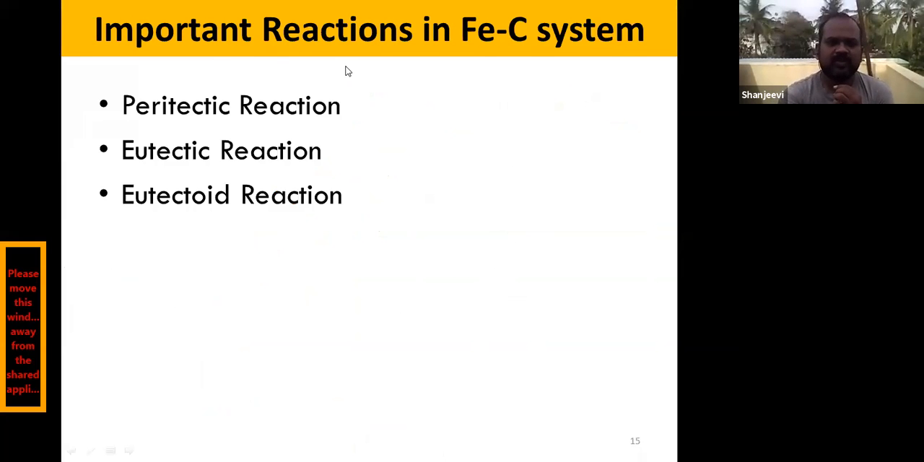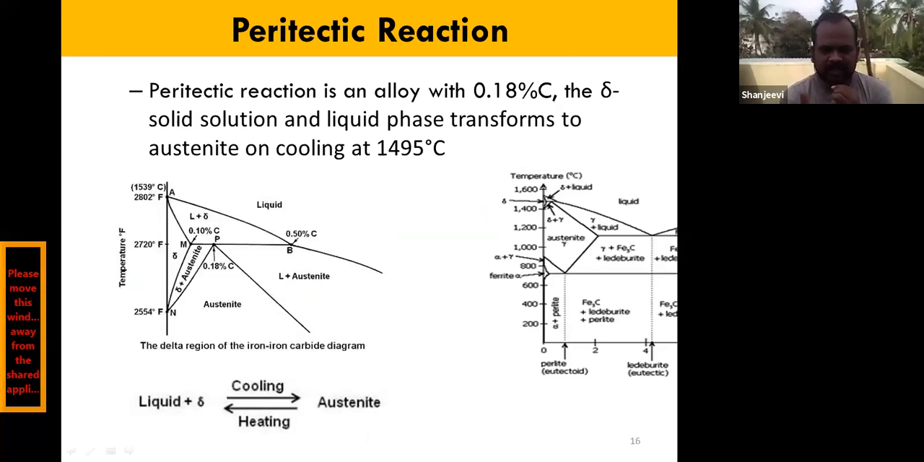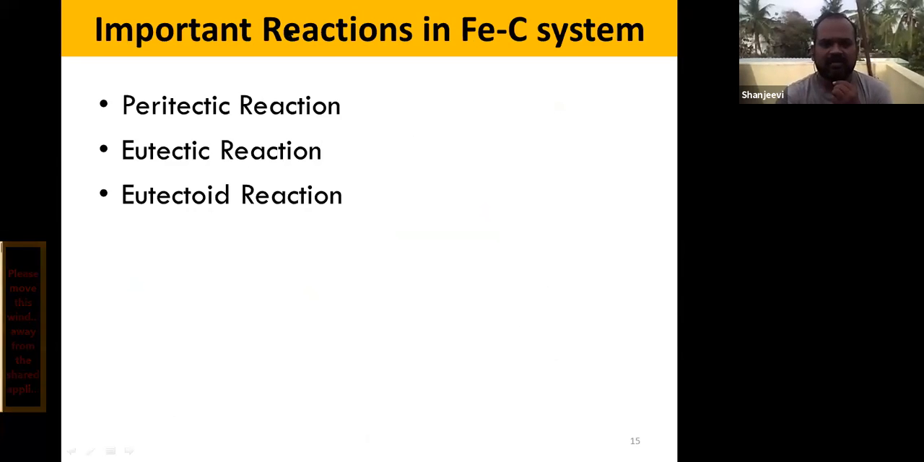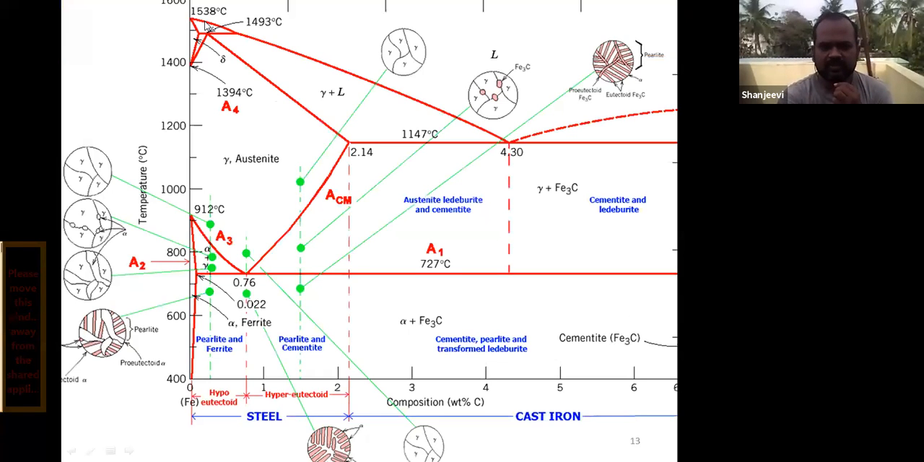So these are the important reactions in our system: peritectic, eutectic, eutectoid. Now I will show separate reactions. Peritectic reaction. I will show this one, the peritectic reaction. I already said this to you. So this one I have shown separately here. See, we have zoomed it.